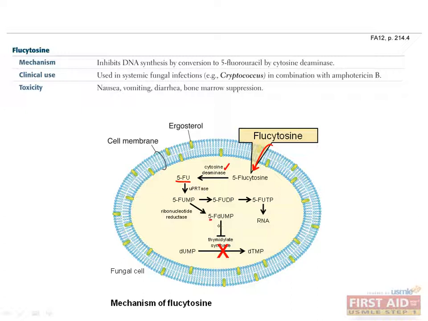It also may get converted to 5-fluorodeoxyuridylic acid, which inhibits the enzyme thymidylate synthetase and disrupts DNA synthesis. Therefore, flucytosine inhibits DNA synthesis by conversion to 5-fluorouracil by cytosine deaminase. Like other chemotherapeutic agents, toxic side effects include nausea, vomiting, diarrhea, and bone marrow suppression.